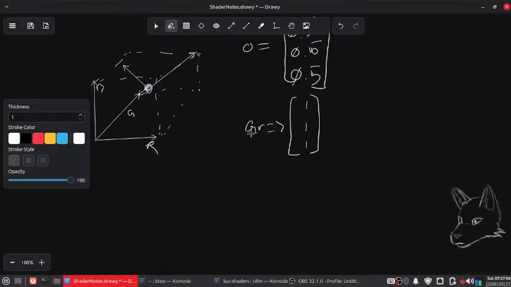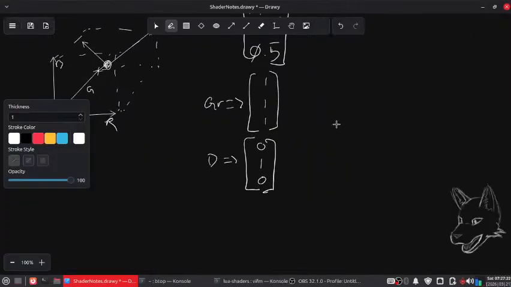We have B is equal to 0, 1, 0. And then what is a cross product of these two things? I think it's G cross D.